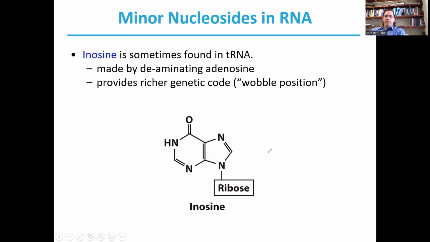I want to just briefly look at a couple of the more common non-standard bases that we see in RNA. So inosine is sometimes found in our tRNA. It's made by deaminating adenosine. So normally we'd have our amine group up here at the top. We replaced it with our carbonyl. So now we have an acceptor donor pattern instead of the usual donor acceptor pattern of our adenine. So this will then slightly change up what it can bond with. So it creates what we call the wobble position within our tRNA, where we have this inosine that's a little bit more flexible in what it can bond to, that will then lead to a richer genetic code overall.